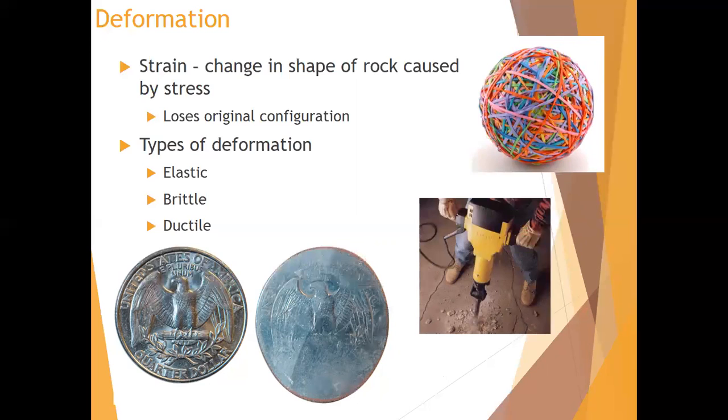And then we have ductile. Ductile is going to be a change in shape, but with no fractures. You're not going to get smaller pieces. Your pieces are just going to look different than they did when you started. This is showing you the picture of a quarter that was run over by a train.